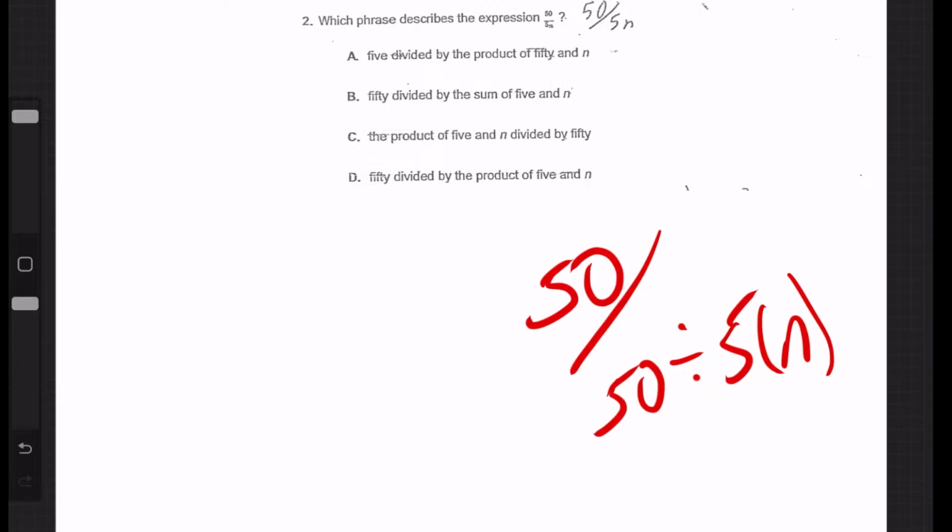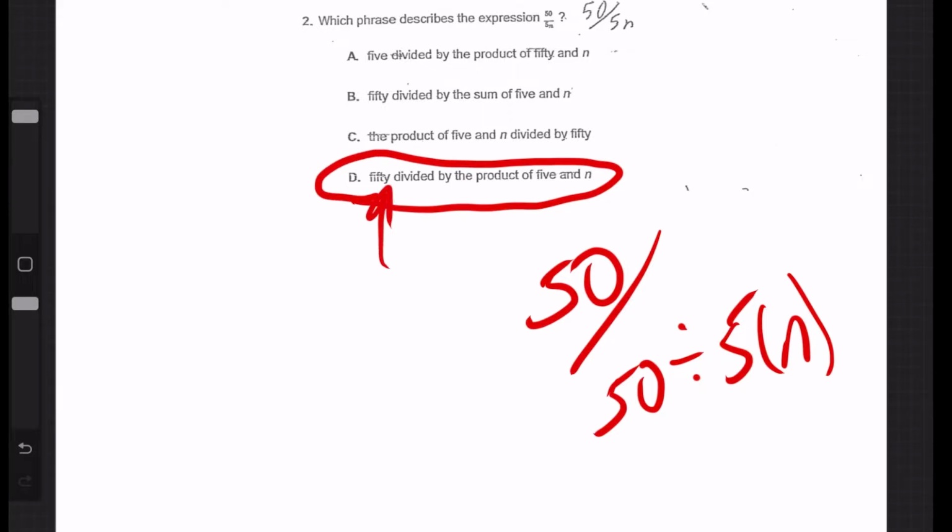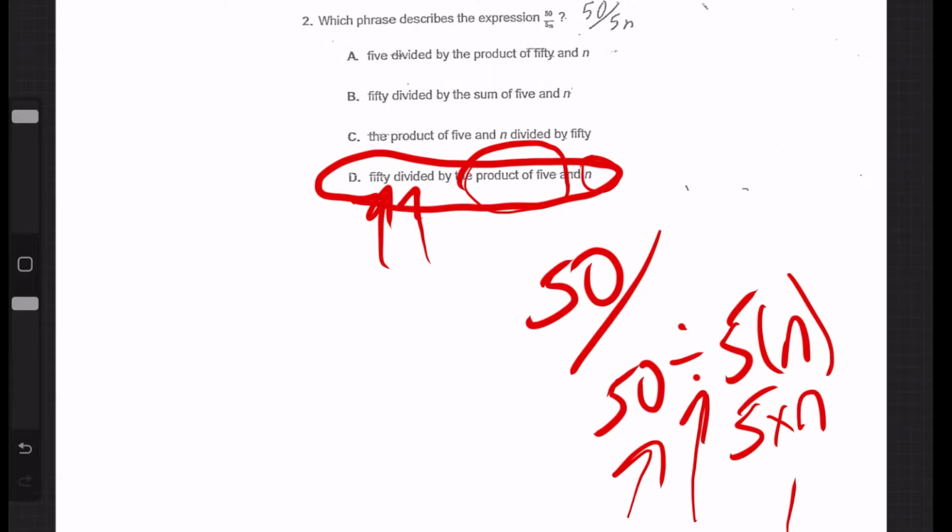So which one of these 4 answers says 50 divided by 5 times n? Well, that would be letter D right here. Letter D says 50 divided by the product of 5 and n. The product means multiplication, and we are doing 5 times n right here. So 50 divided by the product of 5 times n. Letter D would be the correct answer. How'd you do on that one? All right, let's try number 3.